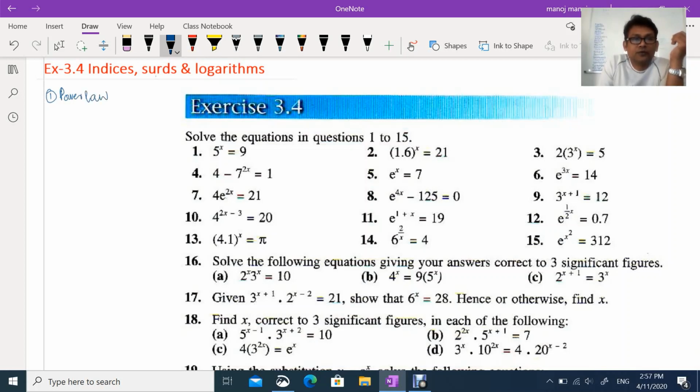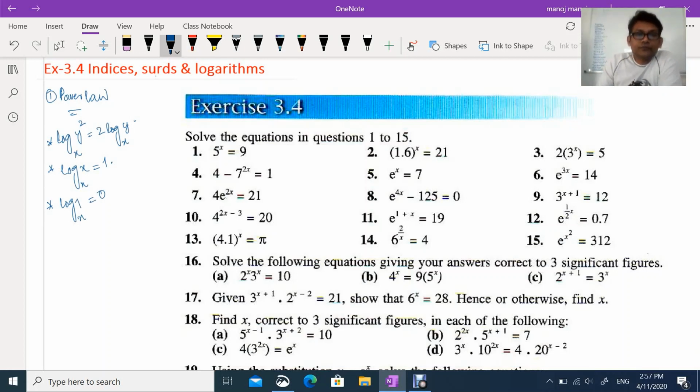The power law we have done: whenever you have log with base x of y with power 2, this 2 becomes the coefficient of the log. We also did one more thing in the last video: log x of x is always equal to 1, and log x of 1 is always equal to 0.